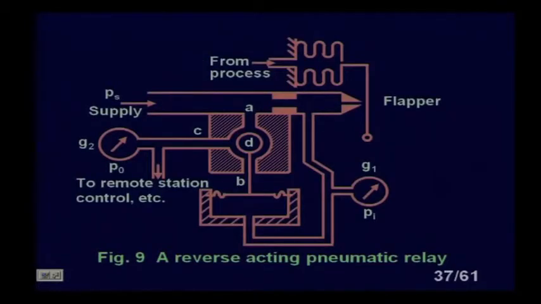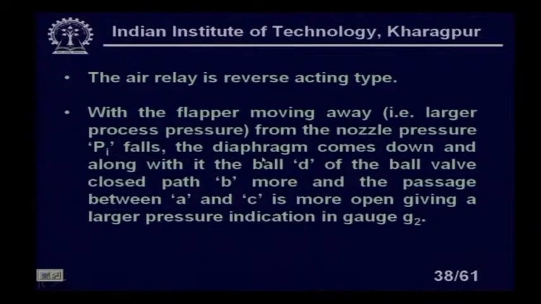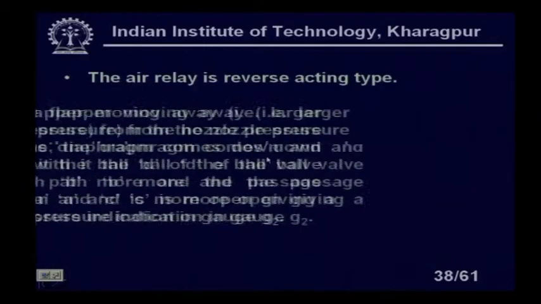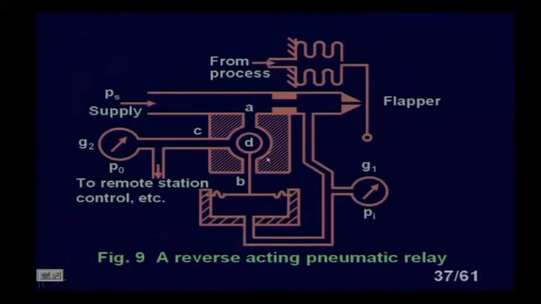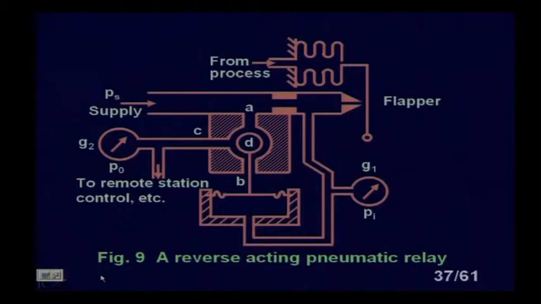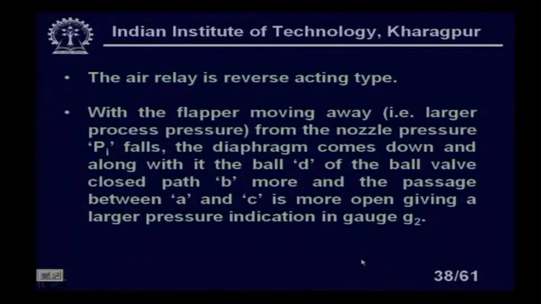Again, if I go back, it closes the path B. So, this path will go, because this is now a valve, since the pressure increases, this will move out. So, on this path there is no chance of air to come. Closing the path B more, the passage between A and C is more open. If the valve is coming down, then there is less path here, but the path A and C will be more and more open, giving a larger pressure indication in gauge G 2.